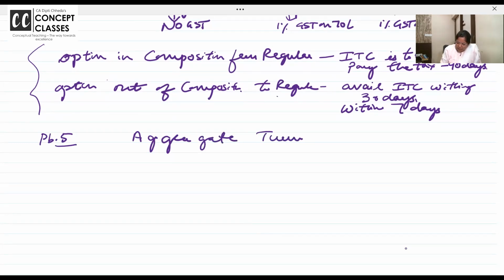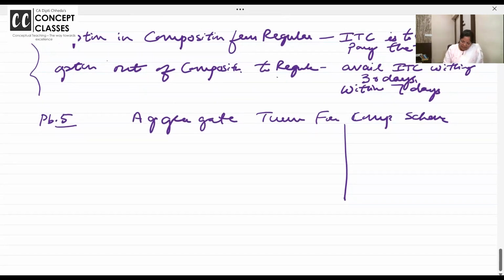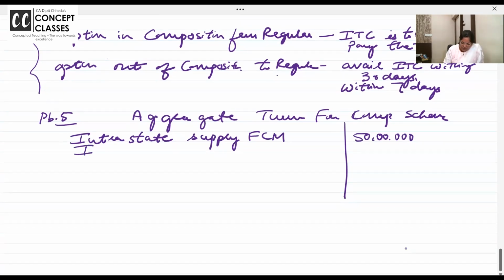Aggregate turnover for composition scheme. Write down please all of you in notebook. Will you take intrastate supply? Intrastate supply in forward charge mechanism. Yes, we will take. Intrastate supply chargeable to nil rate. Nil rate, exempted, zero rate, non-taxable, all you will take.